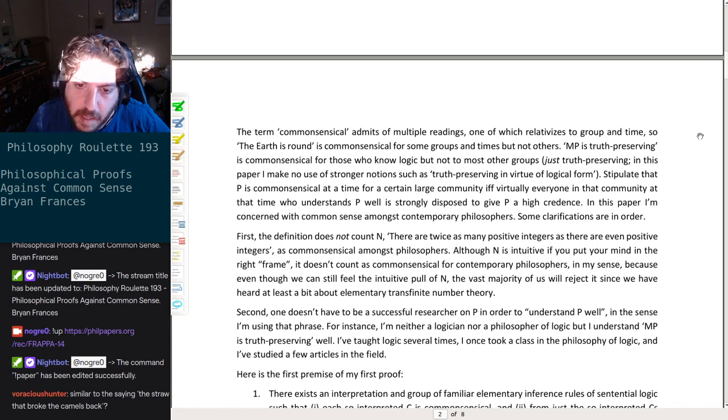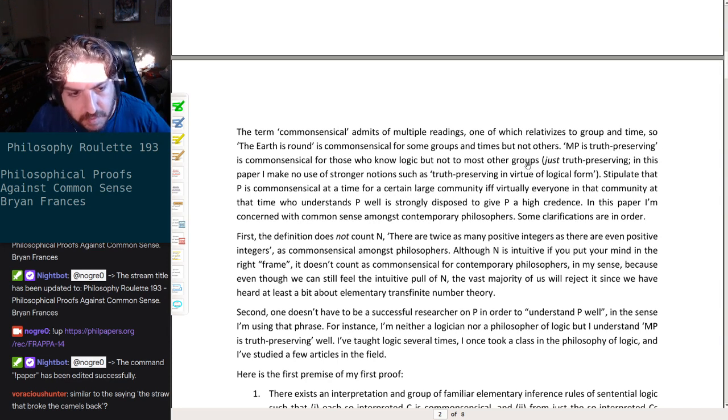Stipulate that P is commonsensical at a time for a certain large community if and only if virtually everyone in that community at that time who understands P well is strongly disposed to give P a high credence. In this paper, I'm concerned with the common sense amongst contemporary philosophers. Some clarifications are in order.